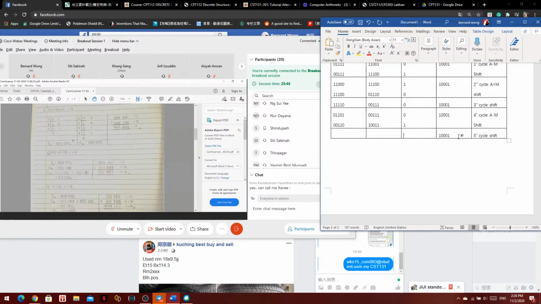For 8-bit, I got this value. And then for number 12, I got this. Then I just add it. So addition, no problem, right? Yeah, no problem. Okay, A, no problem. How about B?